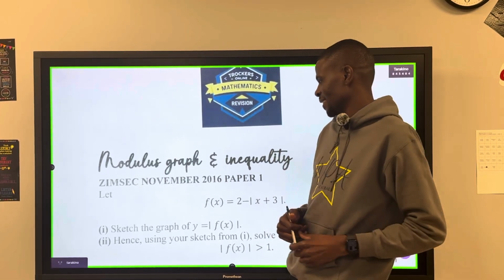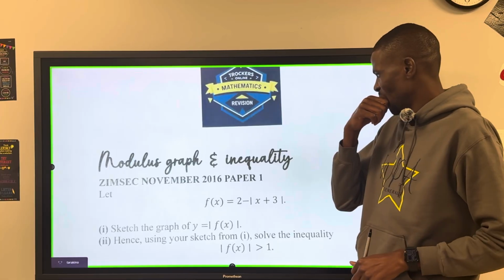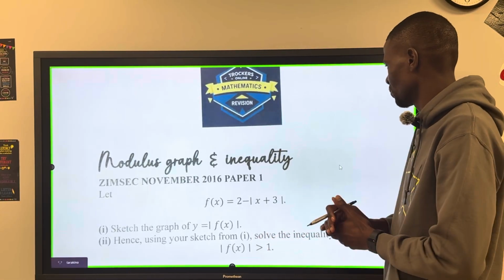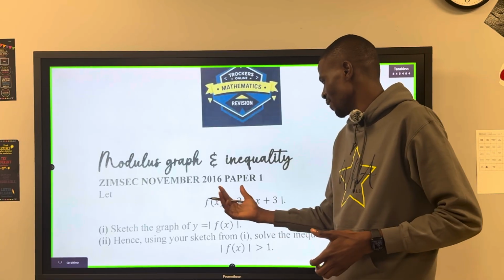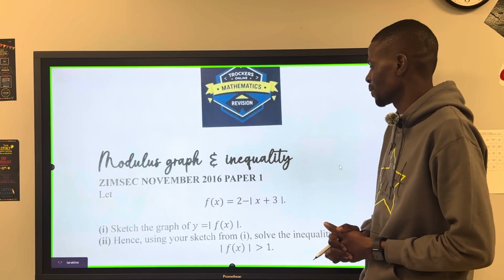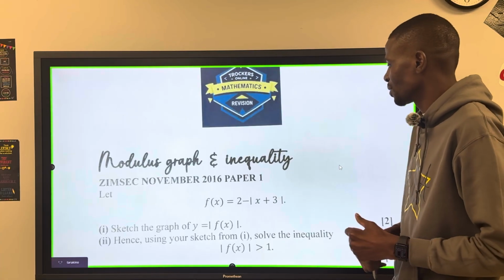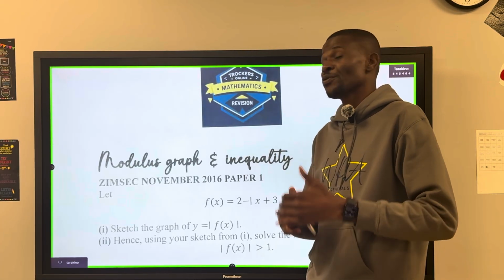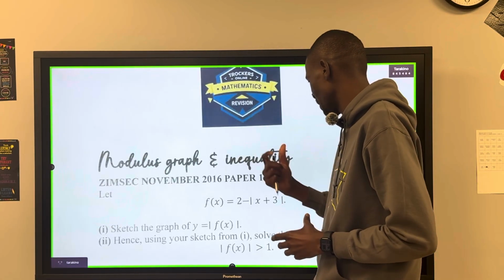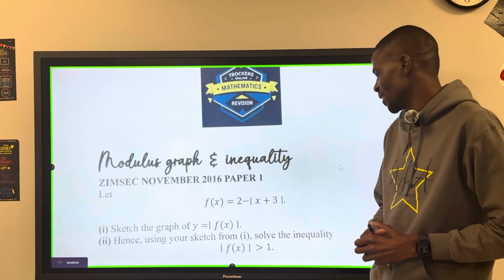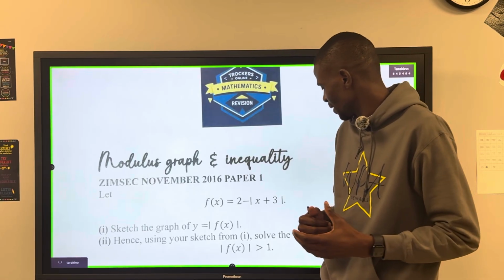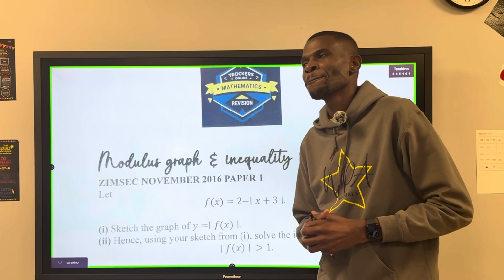Okay, this is Trockers. We have a problem on modulus graphs and inequalities. It's from November 2016. We are given the function f of x is equal to 2 minus the absolute value of x plus 3. 1. We need to sketch the graph of the absolute value of f of x. And hence, use your sketch from item 1 to solve the inequality: the modulus of f of x is greater than 1, right?